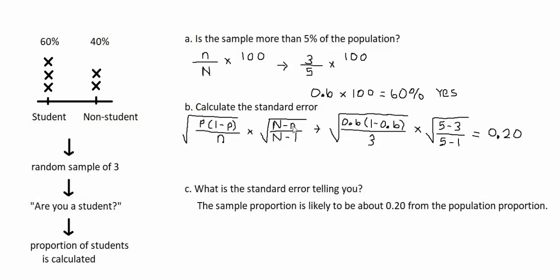Notice how it's the same thing we've been using whenever the sample is more than 5% of the population. So like I said, it's just basically tacked on to the main formula.